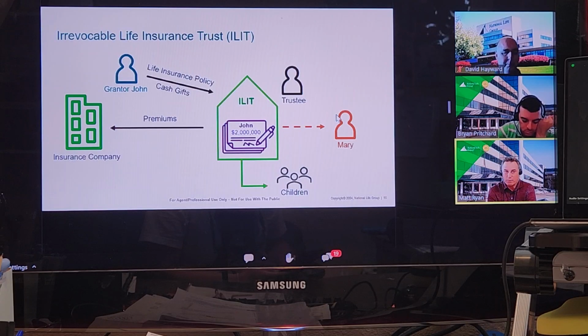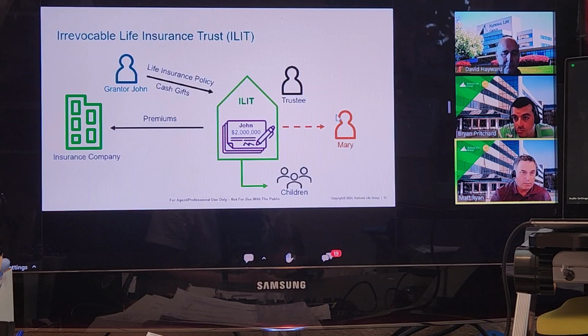Another alternative would be for John to fund that trust using $400,000 if he has it on hand, seeding that ILIT with that money, and then the ILIT purchasing the policy from him. In that case, we avoid the 3-year look-back period.